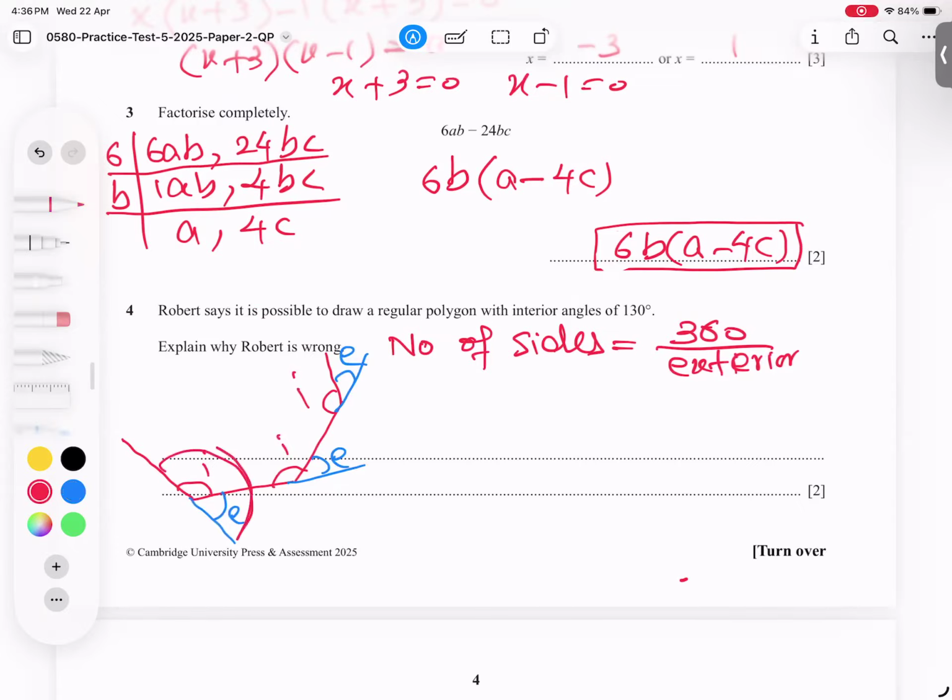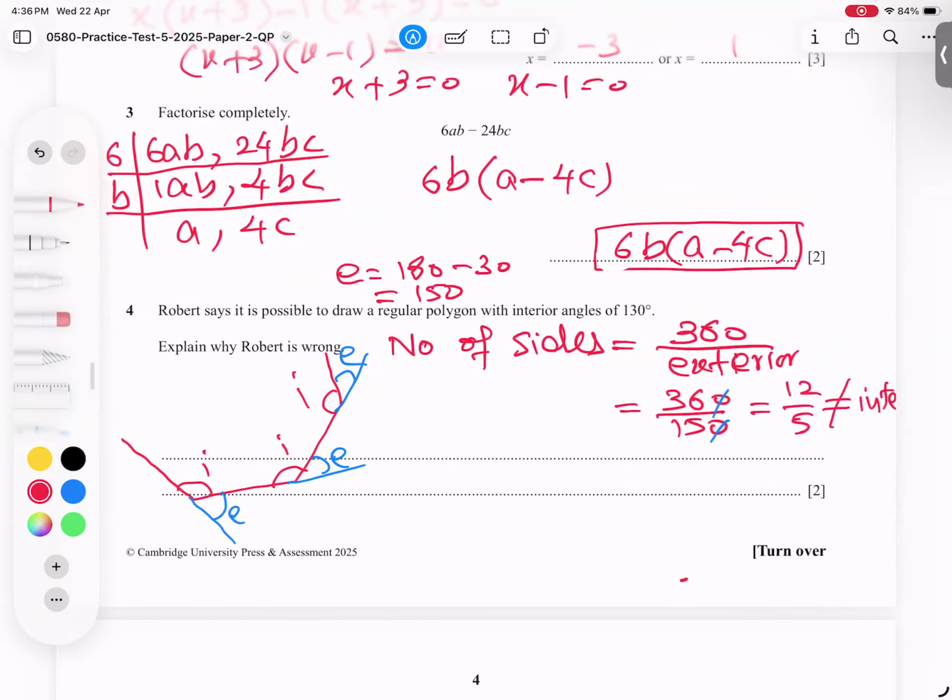And you know, the sum of interior plus exterior is 180. So if the interior is given as 130, how to get the exterior? So 180 minus 130, we get 50. Now the problem: when I divide 360 by 150, zero cancel. Now I check it: 3 fives are 15 and 3 twelves, and that is not equal to any integer. This is the reason you can say Robert is wrong.